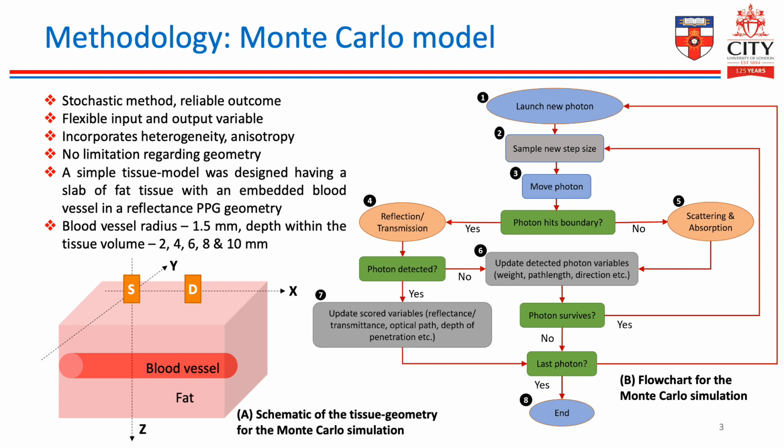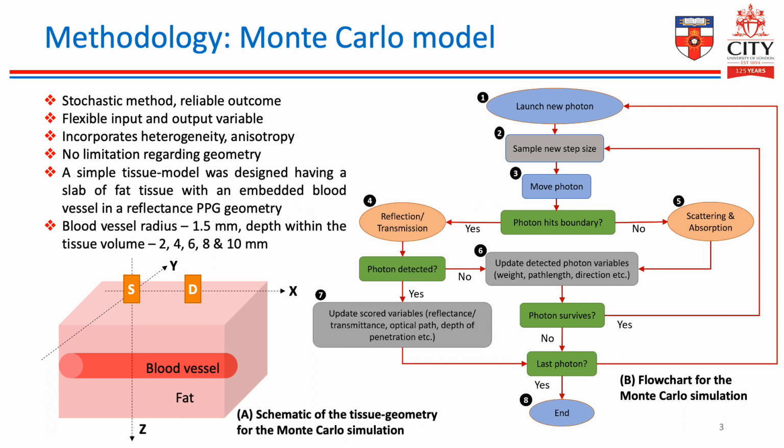First, a new virtual photon packet is launched onto the tissue surface. Then, after the correction of the boundary reflectance between the air and the tissue, a new step size of the photon is calculated. This is calculated by the random sampling of the free path length probability of the photon within the tissue. And then the photon is moved through the step size.